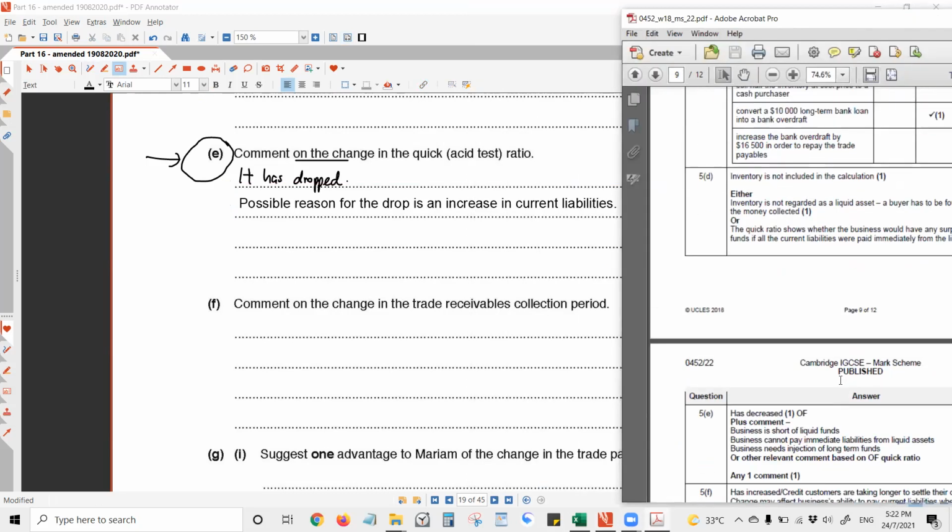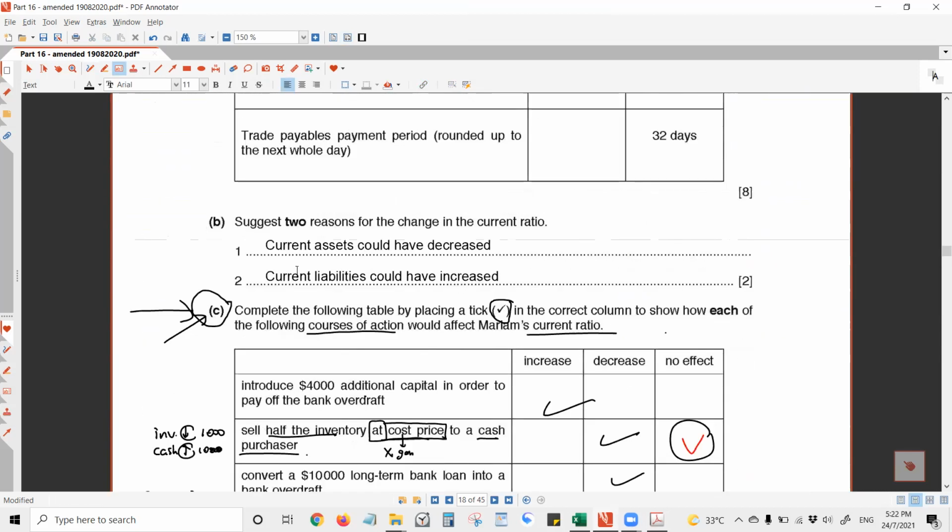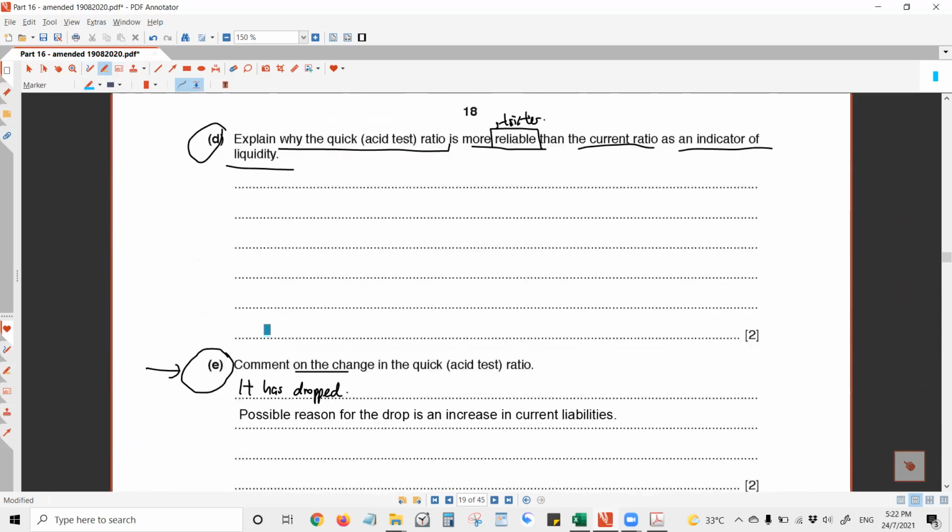5E. So you see 5E at the bottom right. Firstly, we say it has decreased. Okay, it has decreased. So you try to compare this question E with the question B. These two, they're asking you to comment, but the first one is asking you to suggest 2 reasons for the change. So you don't tell what is the change for current ratio. Unlike the question E, they ask you to comment on the change. 2 different kinds of question.